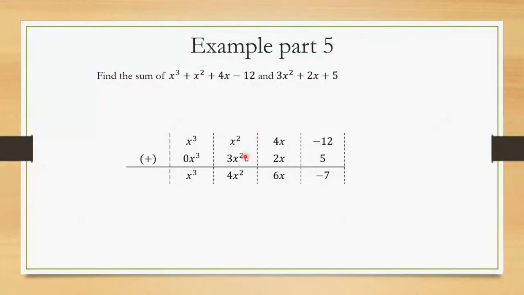x squared plus 3x squared: you combine coefficients, you get 4x squared. 4x plus 2x, you get 6x. Negative 12 plus 5, that's negative 7. So these are the terms of our answer.